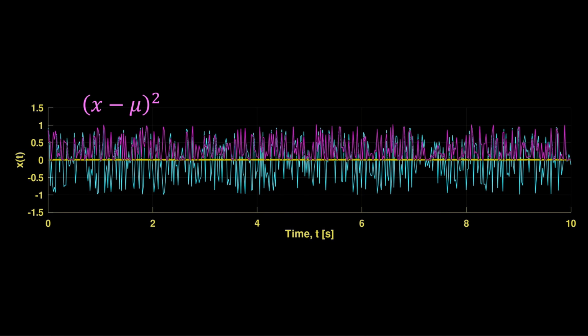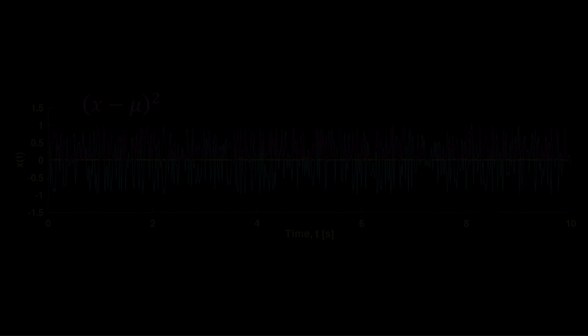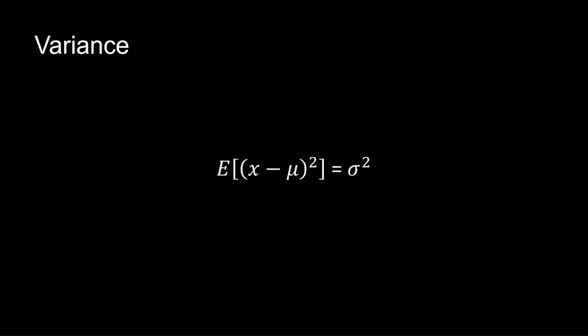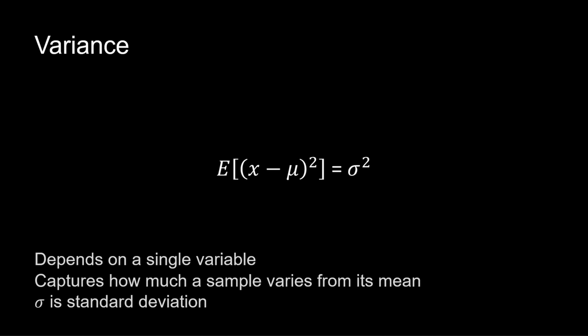Now, if we take the expected value of this measure, we get the definition of variance, denoted here as sigma squared. Variance depends on a single variable, and it captures the mean variation from the sample mean. The square root of the variance is the familiar standard deviation. Let's explore variance a little further.